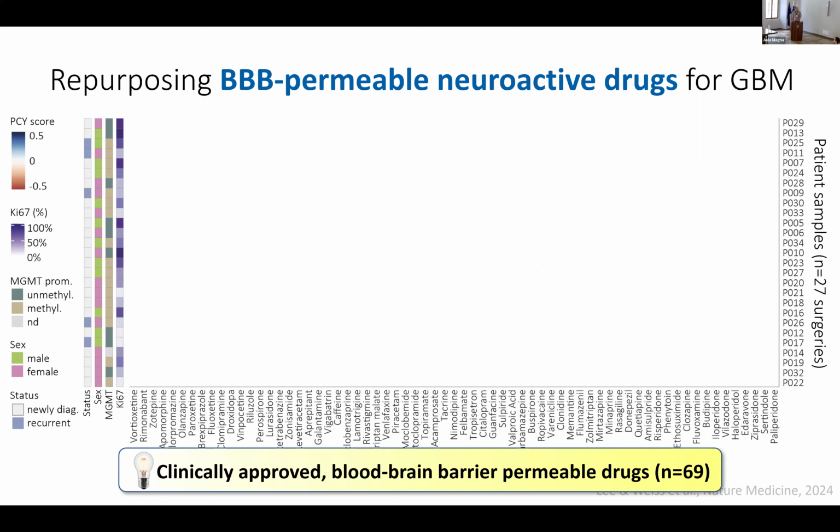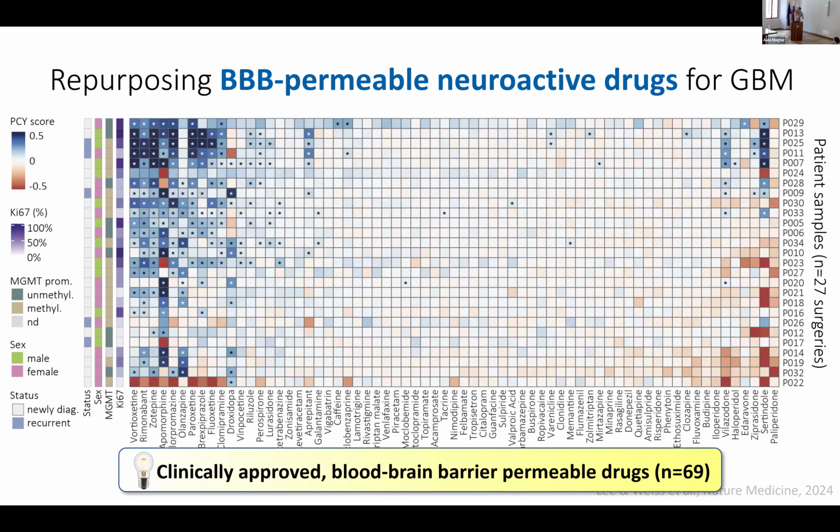Think of antidepressants, antipsychotics, anti-Parkinson drugs, anti-nausea drugs, drugs that are all designed to pass the blood-brain barrier and do something in the brain. So we collected 70 or 69 of those, and we ran them through the surgery material of 27 patients, all freshly collected over the past years in Zurich. And of course, we know a lot about these patients, their genetics, their sex, their history, et cetera, their clinical outcomes.